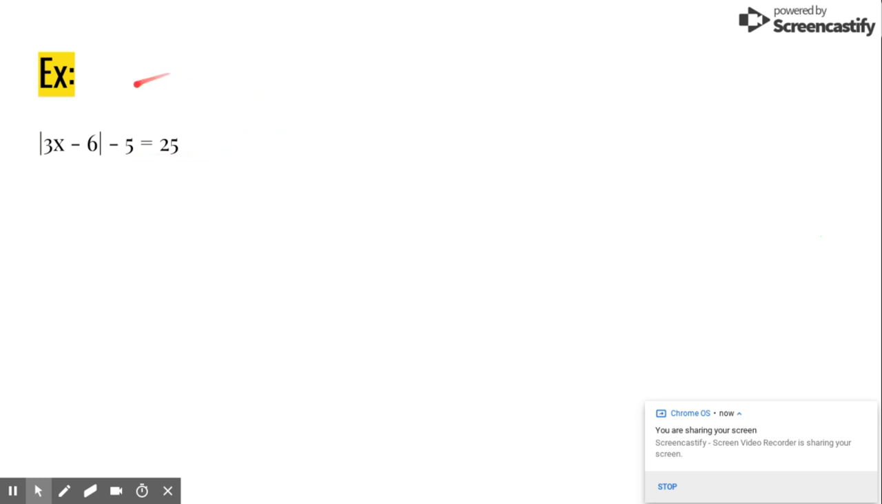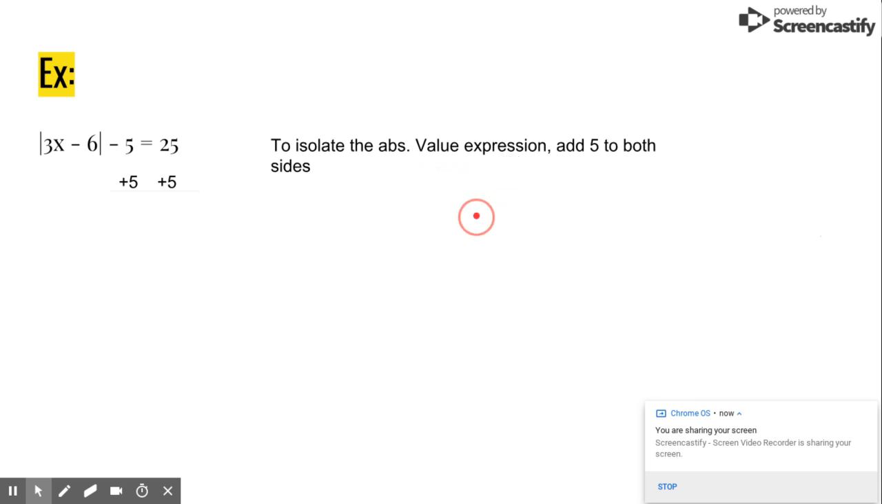So step 1 on the previous page said, first we have to isolate this absolute value sign. So pretend that this whole thing is like one big variable and get rid of whatever's with it. So they're subtracting 5. So we're going to add 5 to both sides to isolate the absolute value expression.